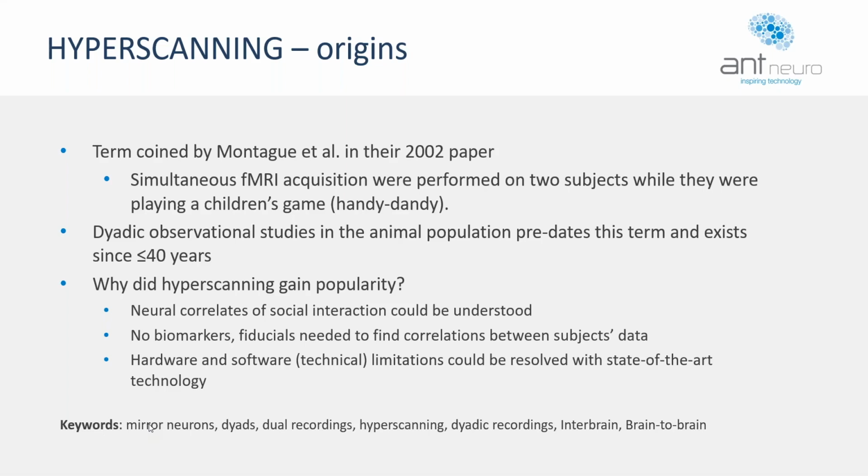Why did hyperscanning as a concept gain popularity? It's because there was finally an option to look at neurocorrelates of social interaction. And to find correlations between subjects' data, you could do a final analysis and look at phase coherence or connectivity, but you don't really need biomarkers or fiducials to find this correlation. Finally, the state-of-the-art technology as we have it could solve a lot of hardware and software limitations of the past. So now is a good time to explore hyperscanning as a concept, because really sophisticated, complex, synchronized structures are possible with the kind of hardware that we have.